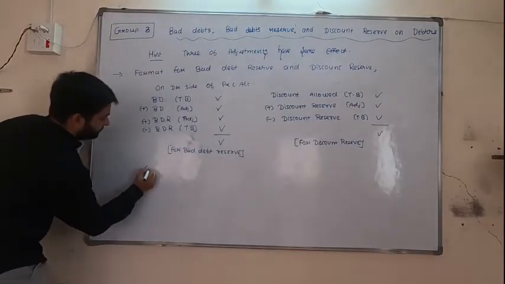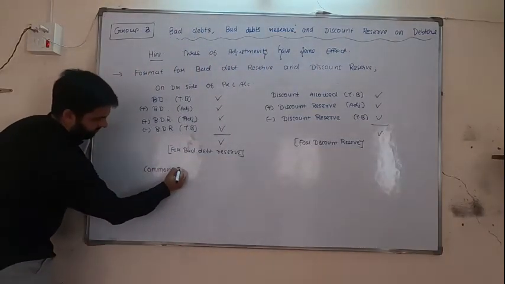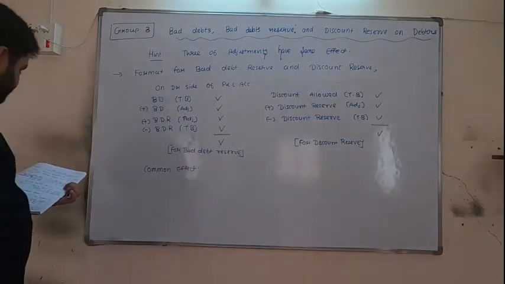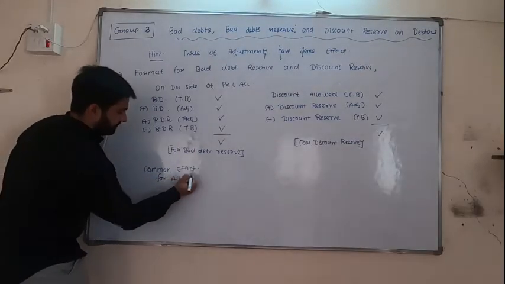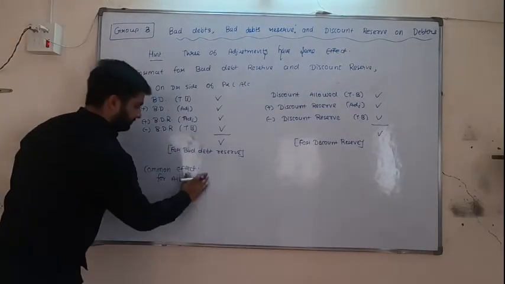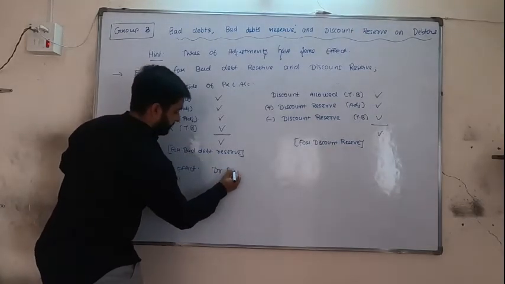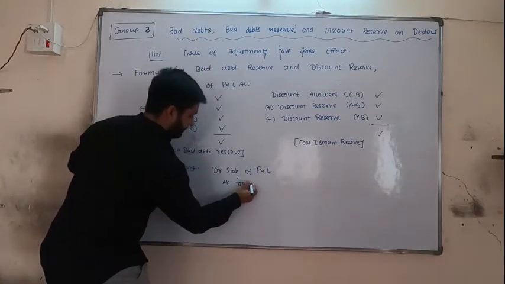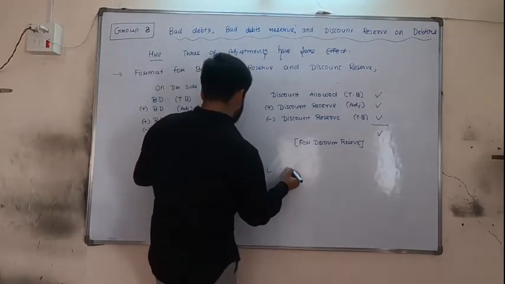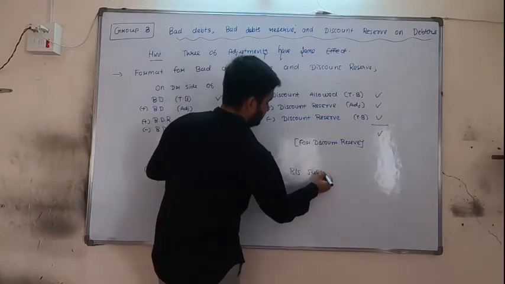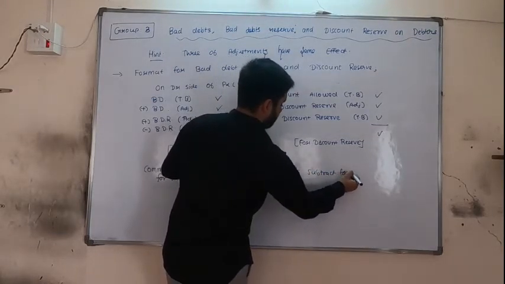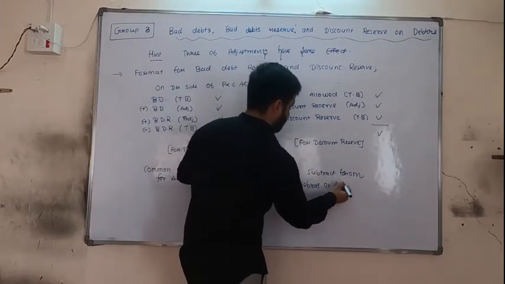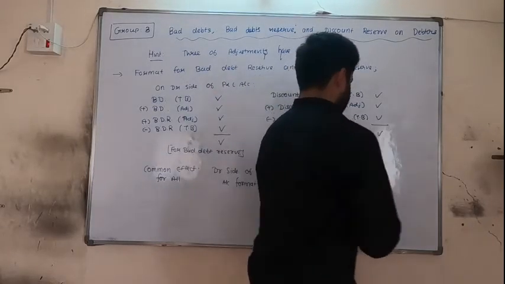Now, the common effect. As I said, all these have the same effect, a common effect for all. Debit side of the P&L account in the format, and in the balance sheet, subtract from debtors on the asset side.